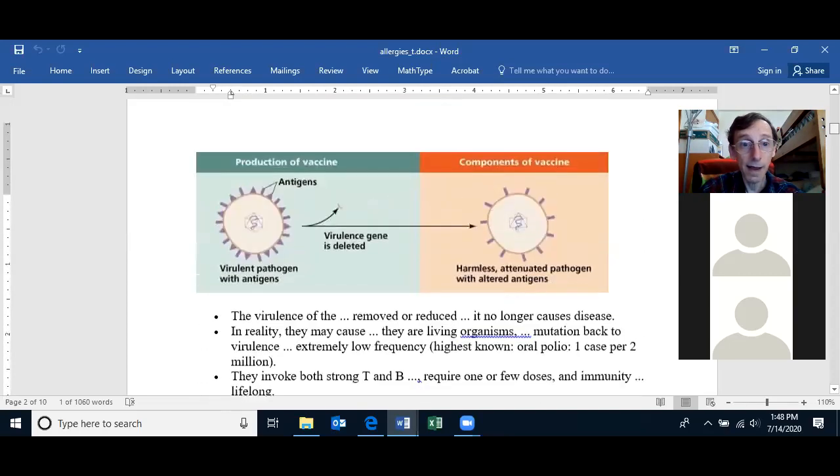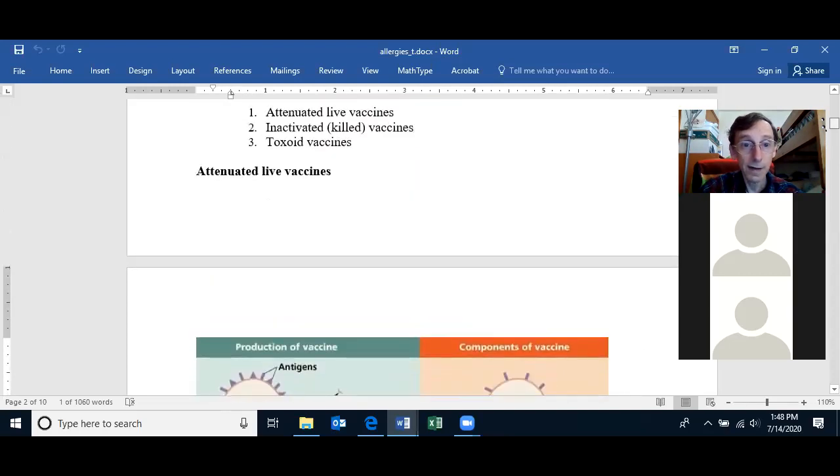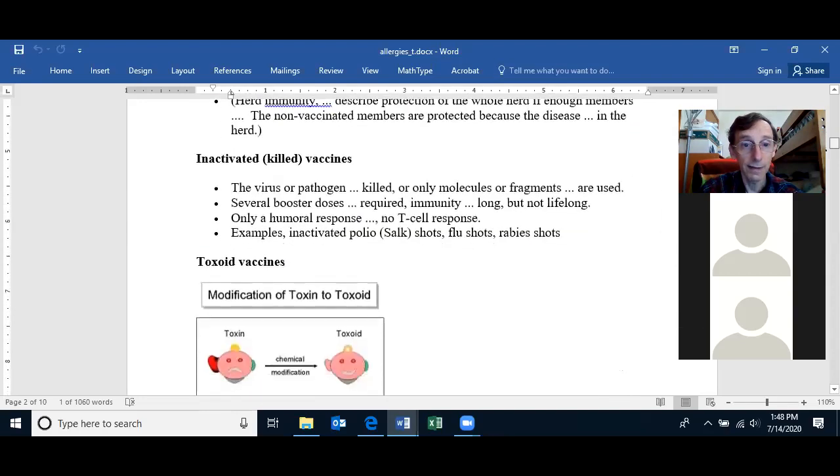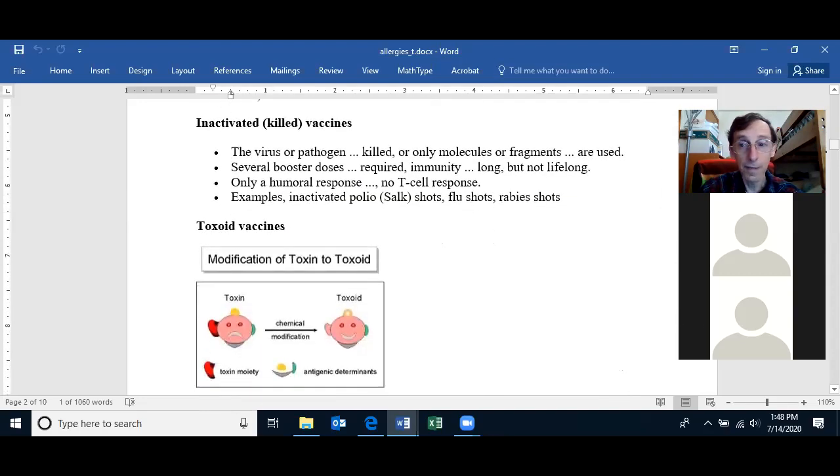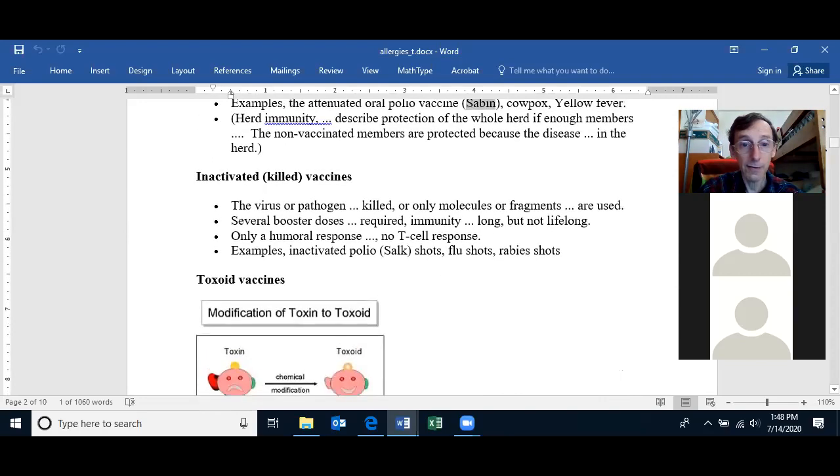All right, so that's live attenuated vaccines. Let's talk about inactivated or killed vaccines. This may have the virus or pathogen, but if it does, it is killed so that the pathogen cannot grow in you. It may not even have the pathogen. It may only have molecules or fragments of the pathogen. It requires a larger dose, and usually several boosters are required in order to get immunity.